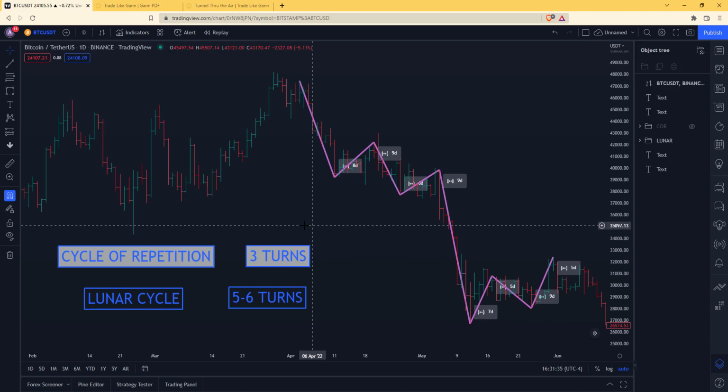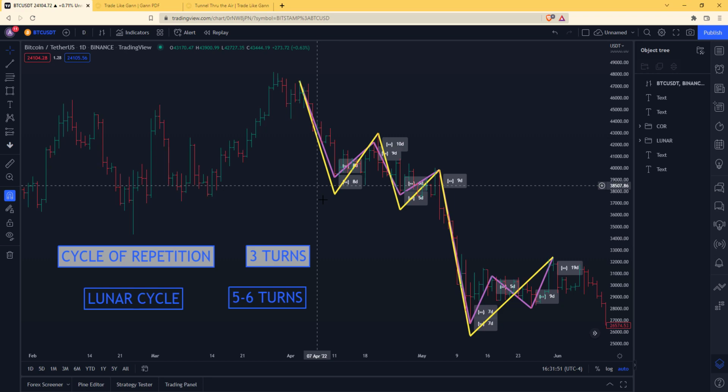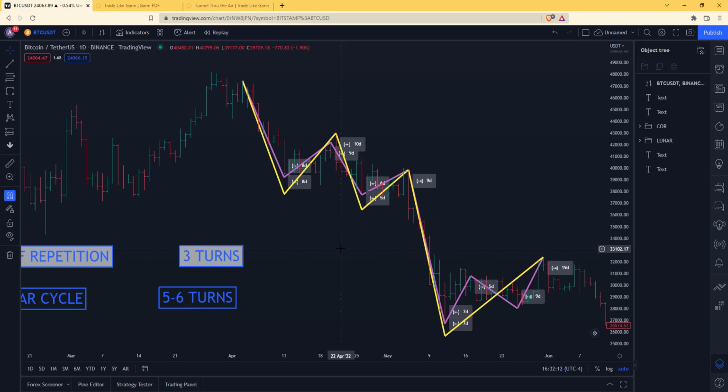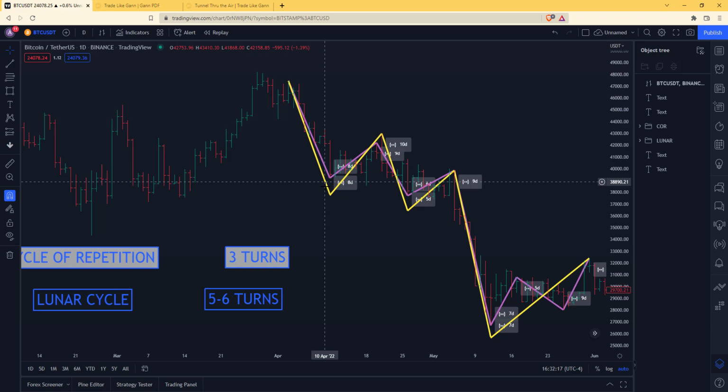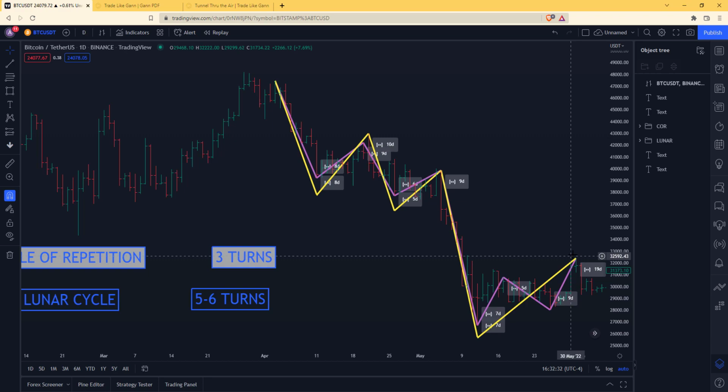Let's see an example of how the CORs actually work and how they look alongside the lunar cycle. As you can see, I have drawn yellow lines, and specifically I also kept the days in between. Maybe we have some inversion in between, but for this example we are taking a very simple case where we can see how these cycles work. We have a few pivots where the COR is roughly the same length as the lunar cycle, and a few pivots where the COR is larger than the lunar cycle.